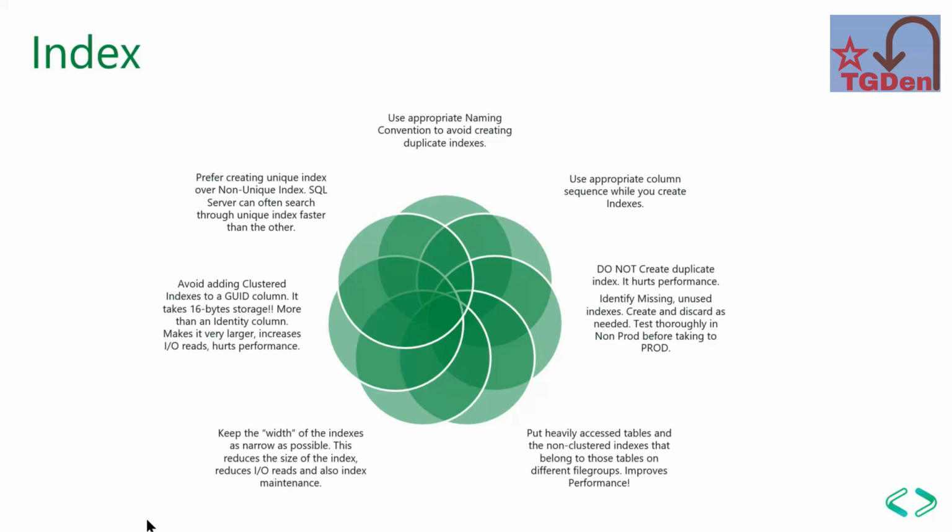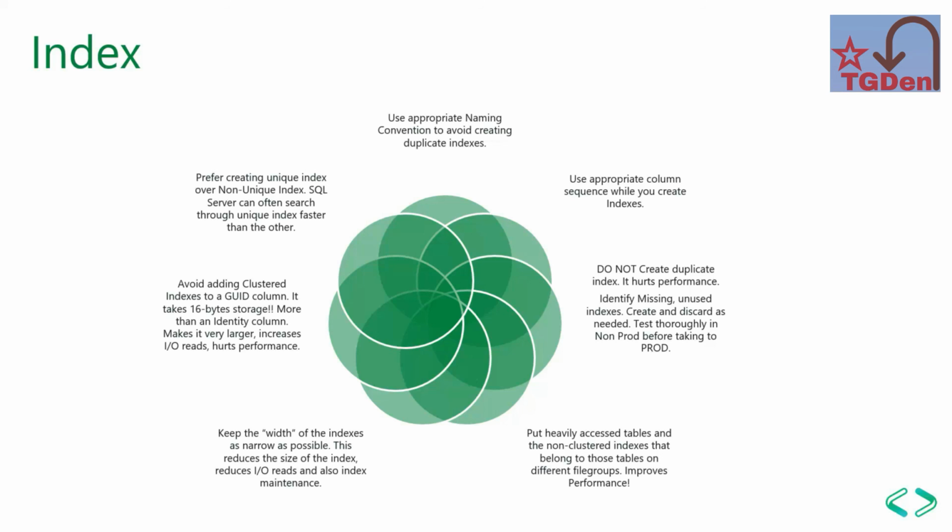Now, the fifth point is keep the width of the indexes as narrow as possible. Why so? The width of the index is actually related to the column length, right? So for example, you want to create an index on some of the columns. Instead of creating it on multiple columns, choose wisely which columns you actually need. Otherwise the overall size of the index will be huge, because if you have four columns, the individual sizes of all four columns add up to the total index size, right?